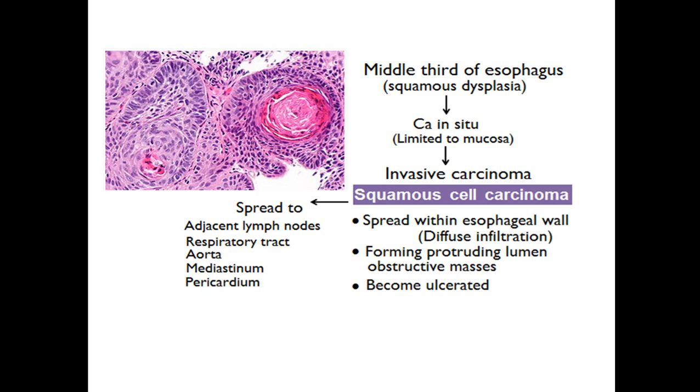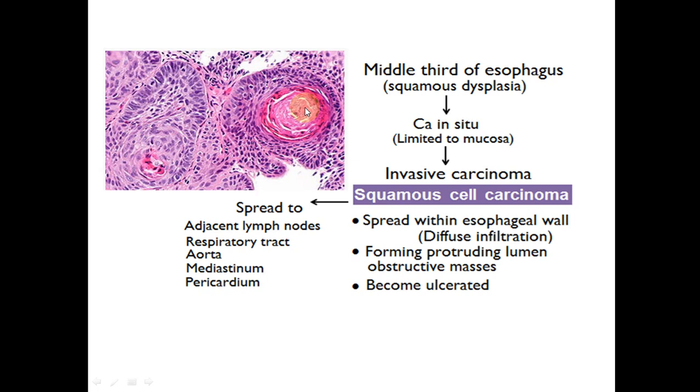So in the picture, you can see the keratin pearls, because the squamous epithelial cells have keratin protein in their superficial layers, and in carcinoma, the typical appearance of squamous cell carcinoma is the keratin pearls, which we can see in this slide.